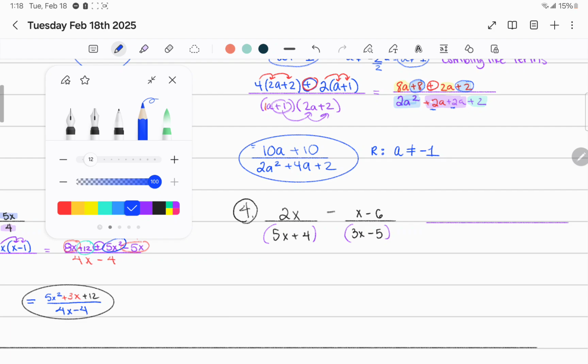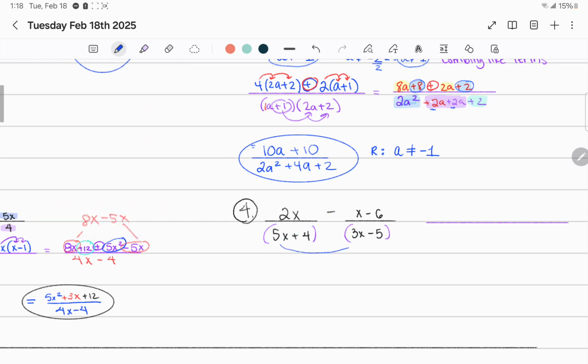I'll go back to the restrictions. I don't want to use the space just yet. I'll go back to that. So let's just multiply down here. So we're doing 5x times x for the bottom. That would be 15x squared.